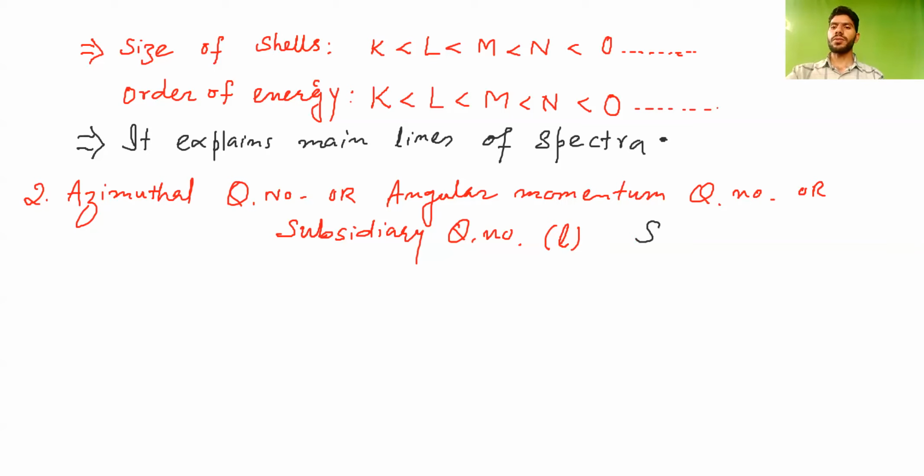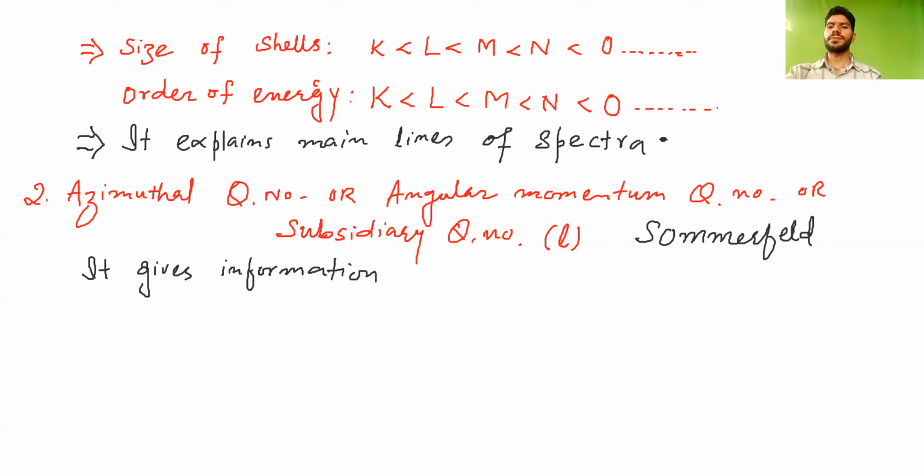This quantum number was given by Sommerfeld. The first quantum number was given by Niels Bohr, and this azimuthal quantum number was given by Sommerfeld. And this quantum number gives information about subshells, or what we call sub-energy levels. You will remember that it gives information about subshells, or sub-energy levels.